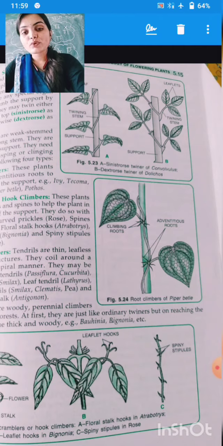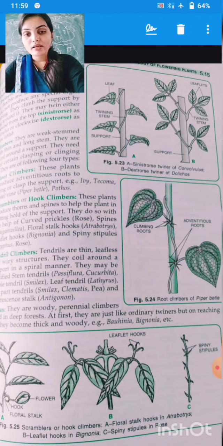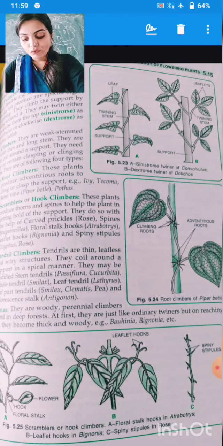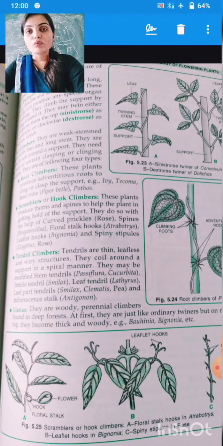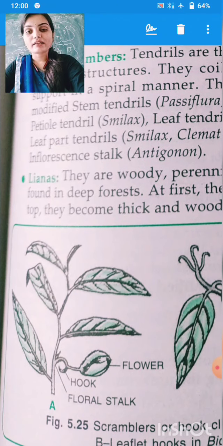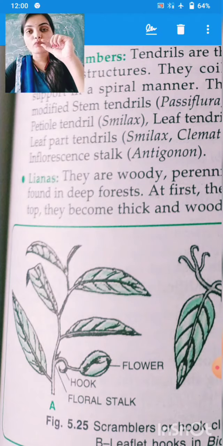Now, as you can see in this diagram, students, given on the page below, 5.25, that is a floral stalk. Okay, here you can see that there are some leaves present and the flower is having a hook like structure. Which structure? Hook like structure. I am just making it very clear. See, the flower is having a hook like structure, that is a floral stalk. Floral stalk is the stalk from where the floral axis originated.